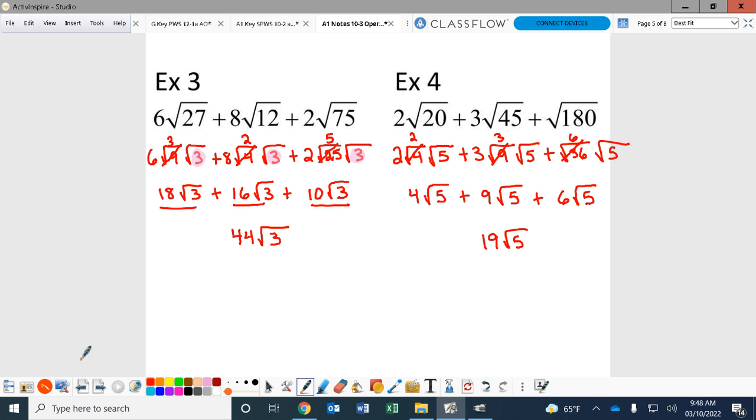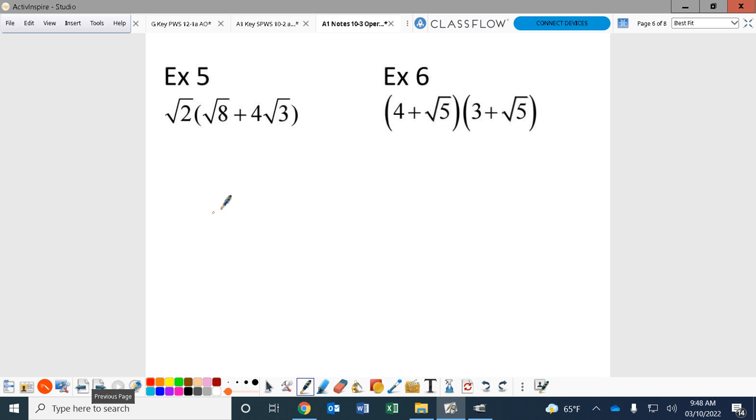Okay, here's where we start adding some operation stuff into it, more of that than just the stuff we've been doing. This is that distributive property. We did an example like this of the preview stuff. Guys, all you're doing is multiplying across.